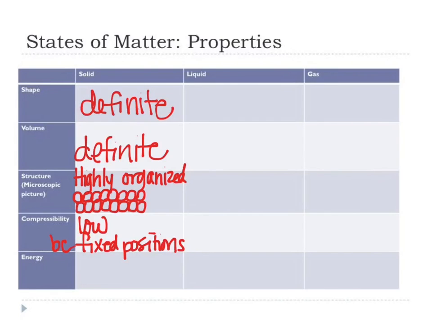Oh, sorry. Ranks are highly organized. What's the first in the column? What does the word next to it say? Highly organized. Microscopic picture. Structure, microscopic. The energy is going to be low. Again, they're in fixed positions. They can't move very much.